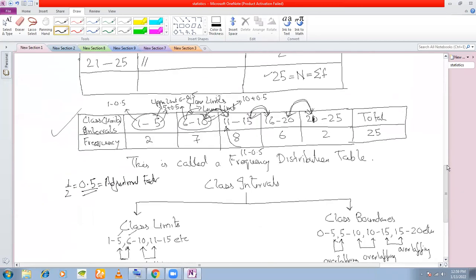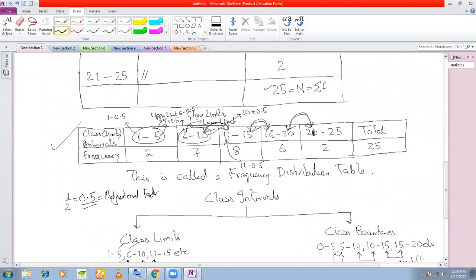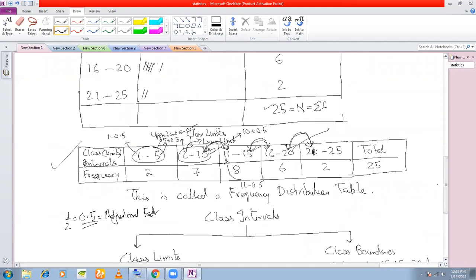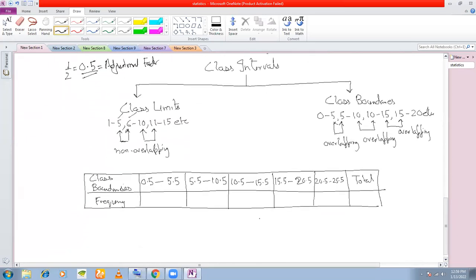And similarly for the last one, sorry, it's not from 21. How many have I drawn? I've drawn only 4 here. This should be 5. So the next one is 16 to 20. From 16 you subtract 0.5, so 16 minus 0.5 is 15.5. And to 20 you add 0.5, you get 20.5. And similarly the last one is 20.5 to 25.5. And for the last row, you can write your total here. Now you write down the frequencies: 2, 7, 8, 6, 2, and your total is 25.